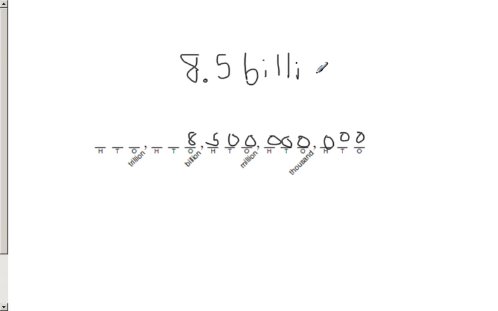So I look at my digits. If I've got more than one digit, where the comma is where I'm going to write my period, my next significant digit, and then I'm going to look at that greatest place, and that tells me what word I'm going to write. So this number in standard notation is 8.5 billion.